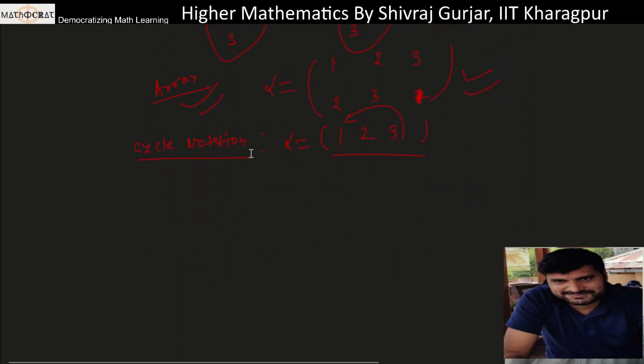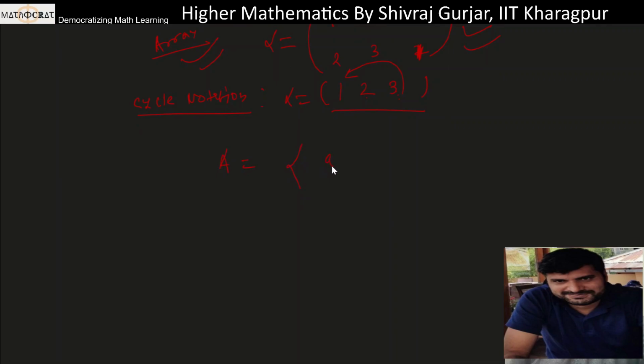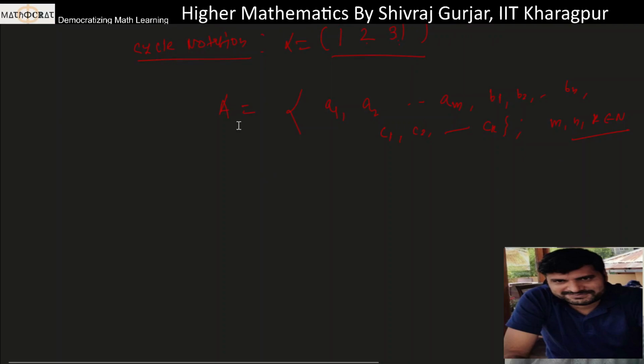Now, let's say this is our set A and it has elements A1, A2 and so on up to AM, B1, B2 and so on up to Bn, and C1, C2 and so on up to Ck, where M, N, K are integers. So basically A has M plus N plus K elements. A has this many elements.